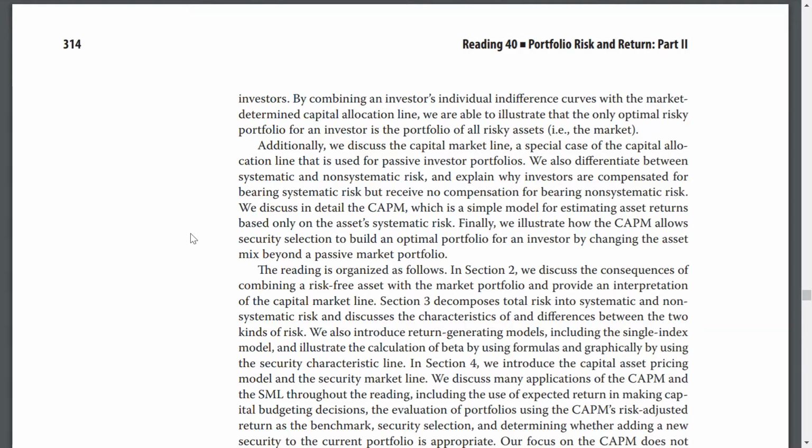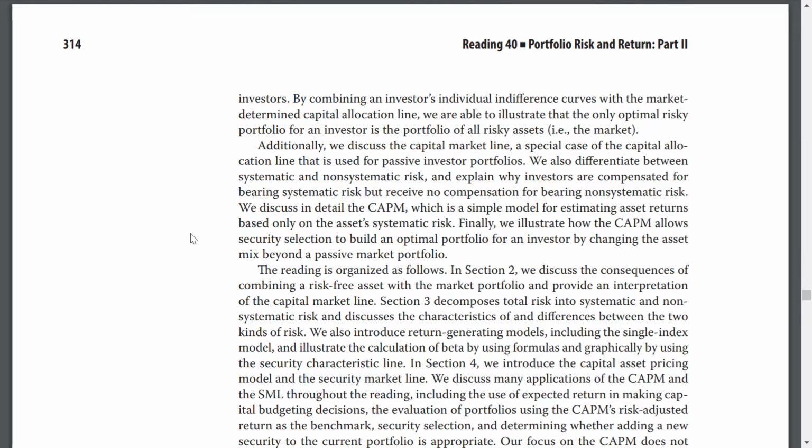Additionally, we discussed the capital market line, a special case of the capital allocation line that is used for passive investor portfolios. We also differentiate between systematic and non-systematic risk and explain why investors are compensated for bearing systematic risk, but receive no compensation for bearing non-systematic risk. We discuss in detail the CAPM, which is a simple model for estimating asset returns based on only the asset's systematic risk. Finally, we illustrate how the CAPM allows security selection to build an optimal portfolio for an investor by changing the asset mix beyond a passive market portfolio.